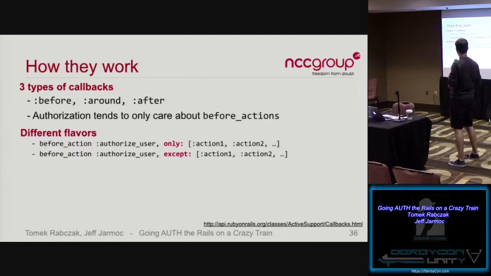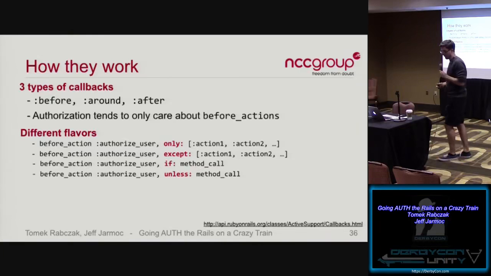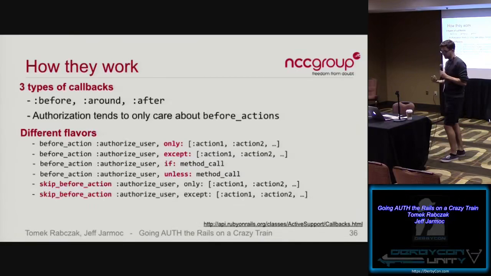We kind of touched on this earlier. But you can say only or except, which is going to be pretty much an array of actions to say only run it on these or run it on everything except these actions. You can also provide other conditional methods and say, if this method returns true, run this before action, or unless. You can also skip before actions. So you can say, if you have the ApplicationController and it's calling authorize_user, which means that it's going to get run on every single action by default, you can say skip the authorize_user before action on specific controller actions.